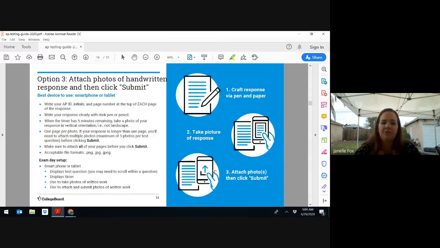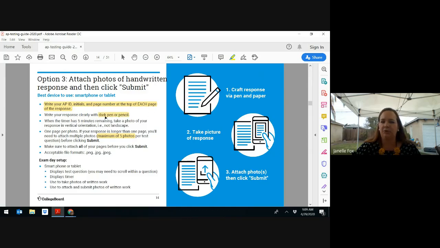What's going to happen on option 3 is before the test even starts, you're going to have everything ready to go. You're going to use regular paper, either lined paper or white paper. They didn't care, so you can do whatever you want, but regular paper. This is really important: you're going to write your AP ID, your initials, and the page number at the top of each page. Because we have 2 questions, you'll be submitting 2 different things. You can submit up to 5 pictures, so there's a maximum of 5 photos. I can't imagine that's going to take you 5 pieces of paper, but maybe it will. And then you're supposed to do it in either dark pen or pencil.